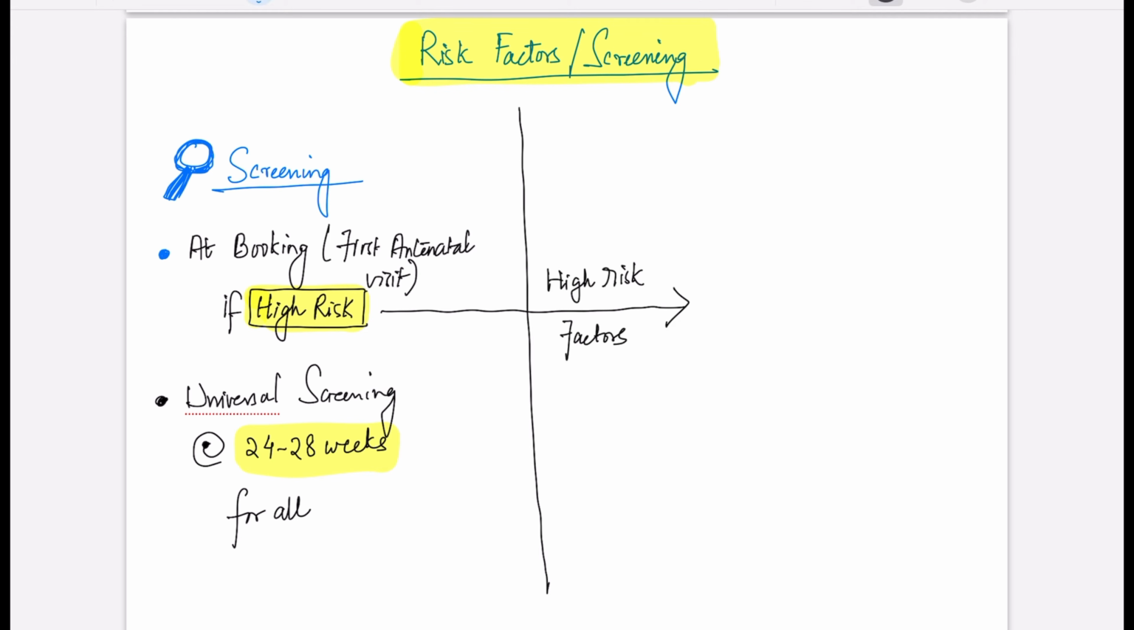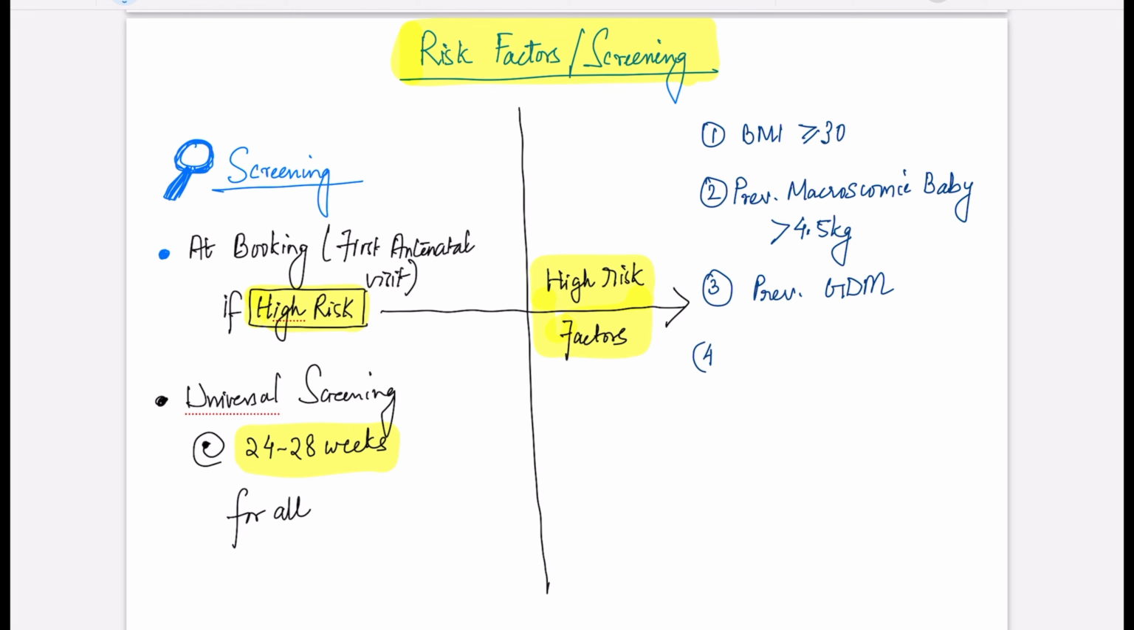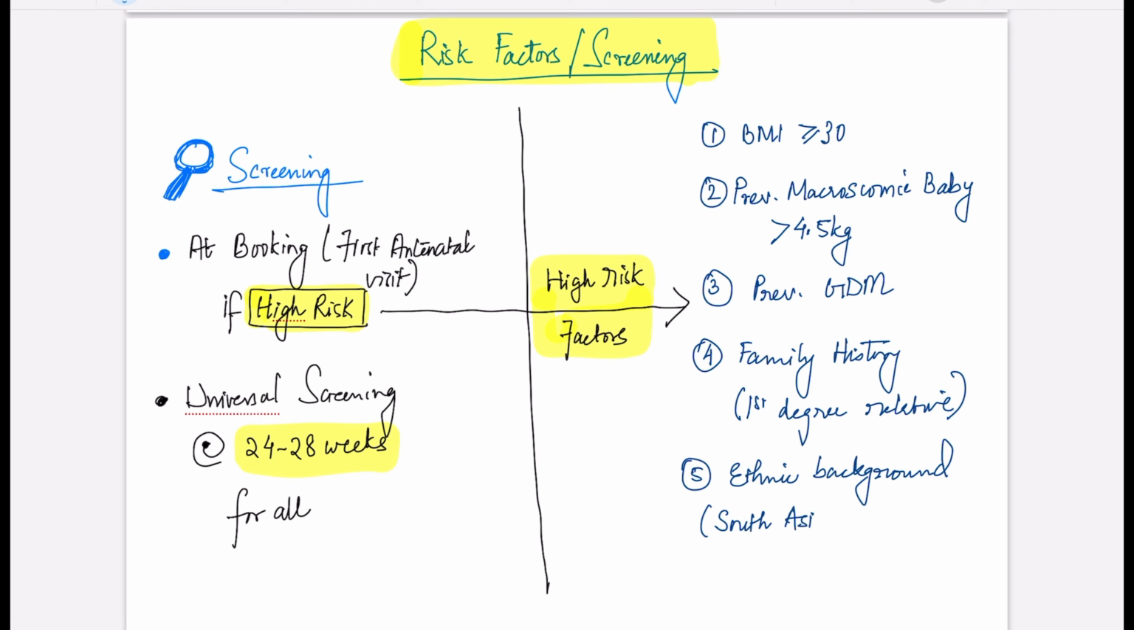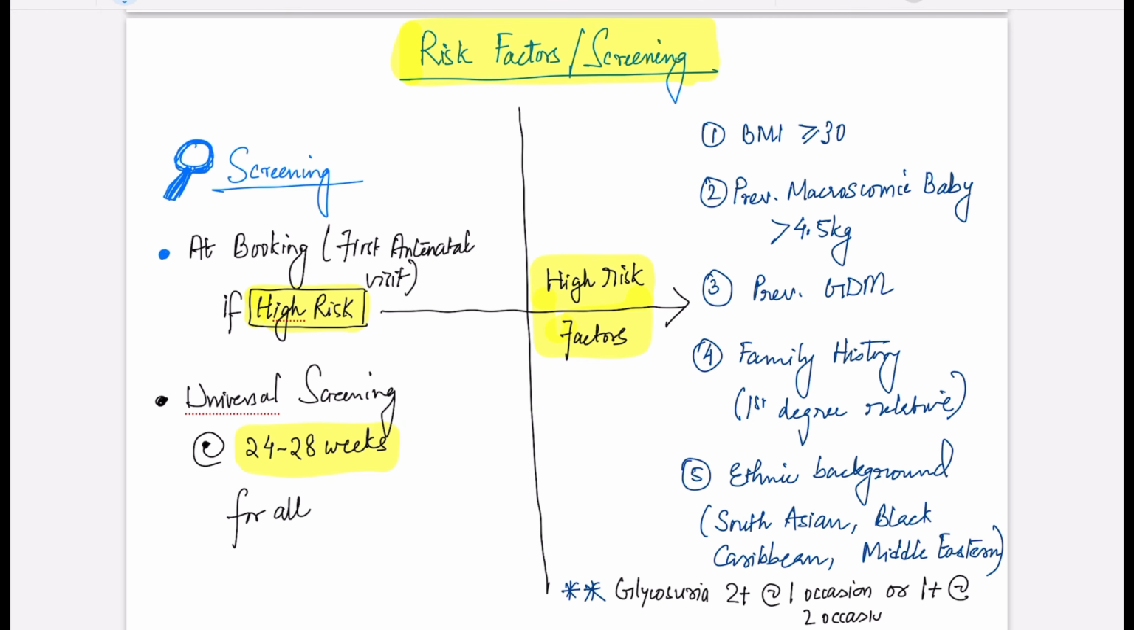Now let us understand who are those high-risk people. The first one being someone who has a BMI of more than 30, previous macrosomic baby more than 4.5 kg, previous GDM, family history, specifically in the first degree relative and ethnic background. You may expect questions with ethnic background. If at any point the patient presents with glycosuria 2 positive at one occasion or 1 positive at 2 occasions, please check for GDM.